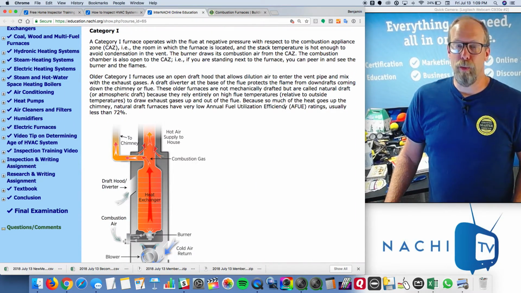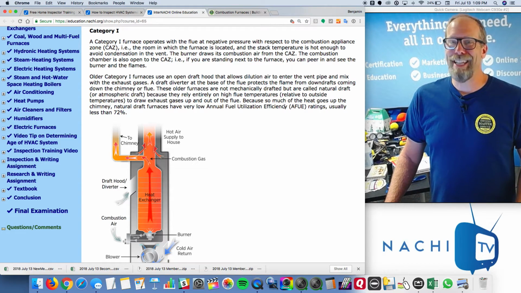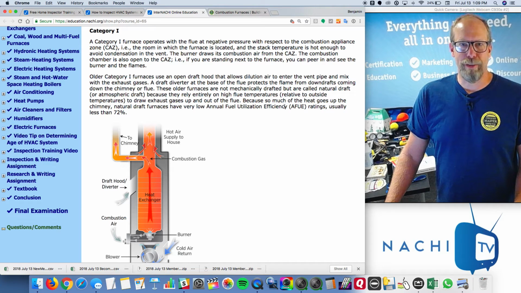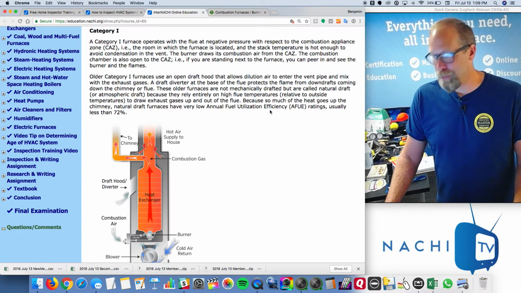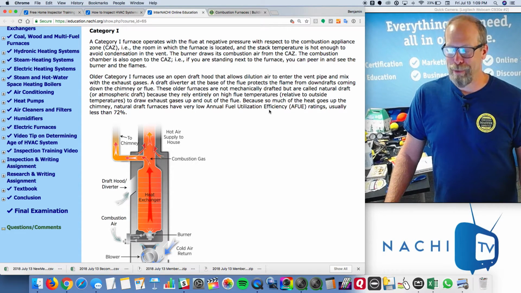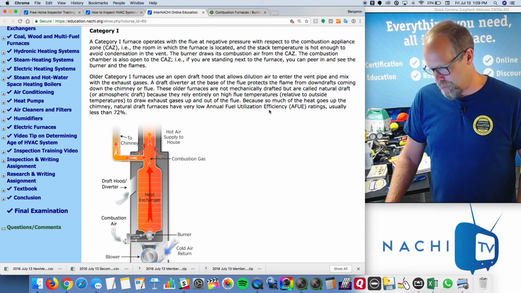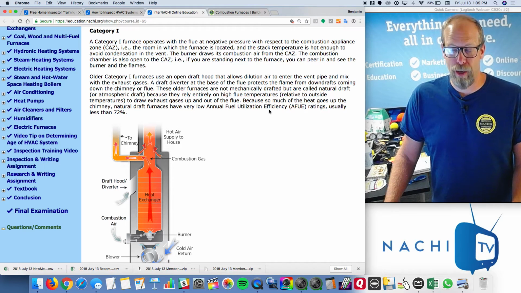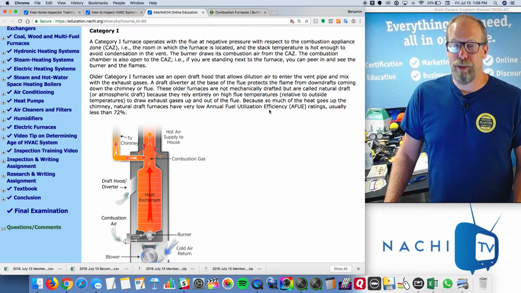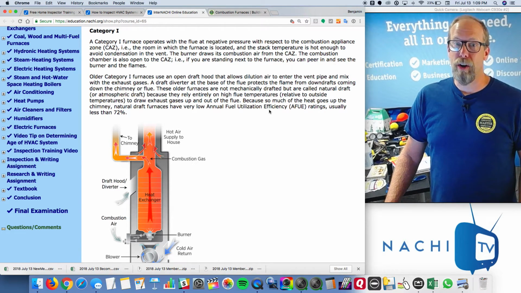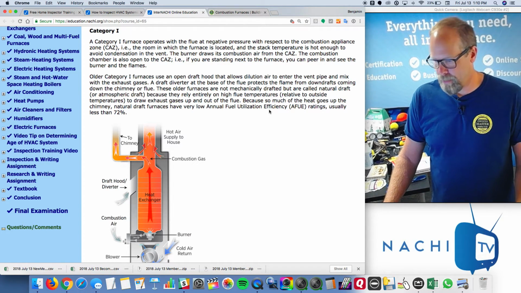So here's category one. Category one is natural draft, standing pilot, very old furnaces. You probably won't see them anymore. They're not built anymore. And if you do see one, it's probably due for a replacement. A category one furnace operates with the flue at a negative pressure with respect to the combustion appliance zone, which is the room in which the furnace is located. And the stack temperature is really high enough to avoid condensation. So this type of category one furnace does not produce condensate.